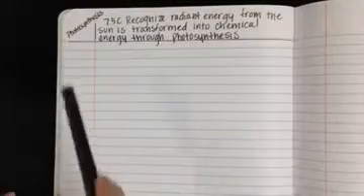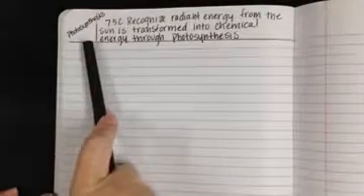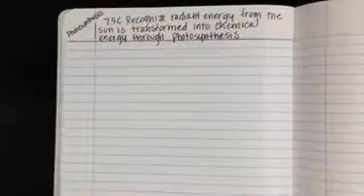Okay, we're going to make our photosynthesis anchor chart today. So in the top left hand corner, you're going to write photosynthesis, and then you're going to write the TEK that the state expects us to know. 7.5c, recognize radiant energy from the sun is transformed into chemical energy through photosynthesis.